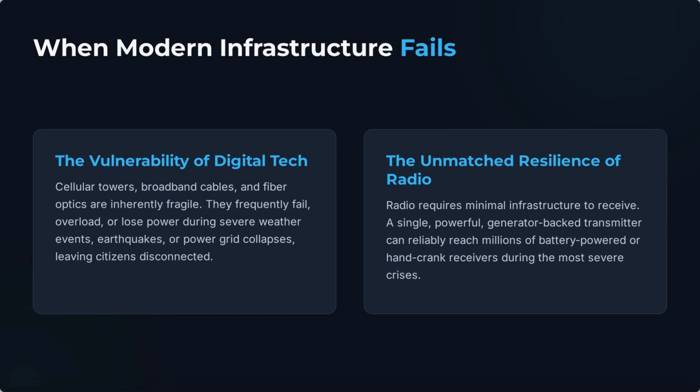We love our digital tech, but cellular towers, broadband cables, and fiber optics share a common weakness. They are incredibly fragile during severe weather, earthquakes, or power grid failure. These networks overload or completely collapse. Radio, on the other hand, boasts unmatched resilience. It requires almost zero infrastructure on the receiving end. One powerful generator-backed radio tower can reach millions of people who only need a simple battery-powered or hand-crank receiver to get the message.